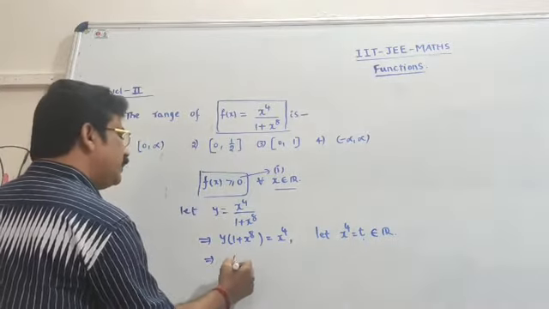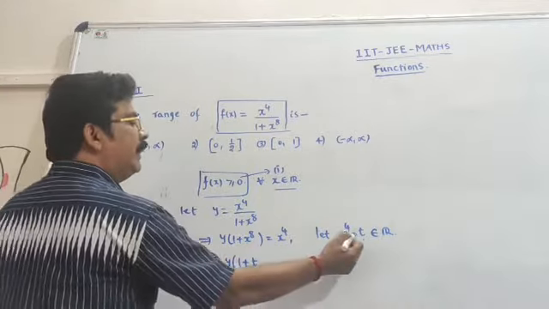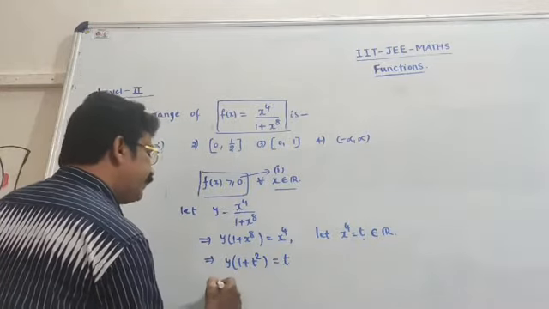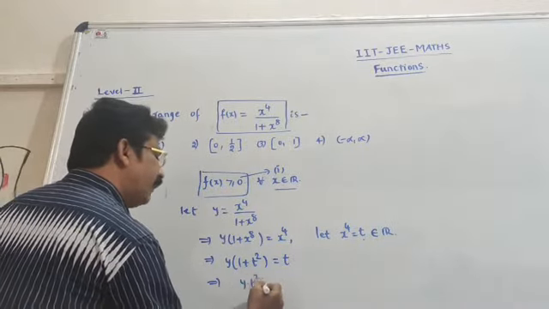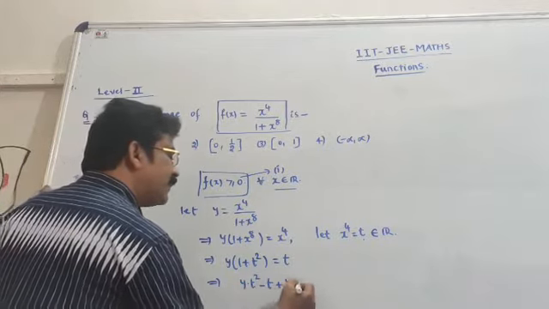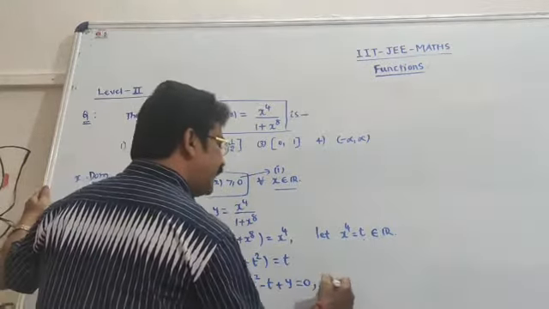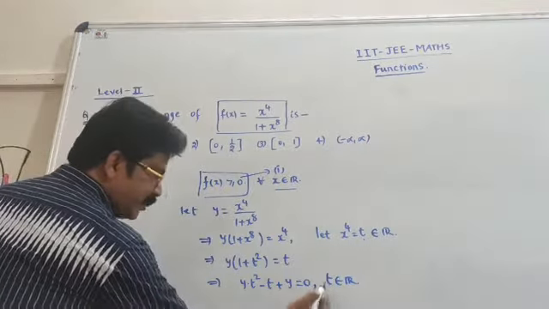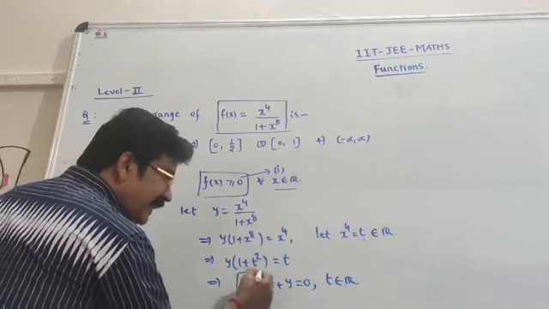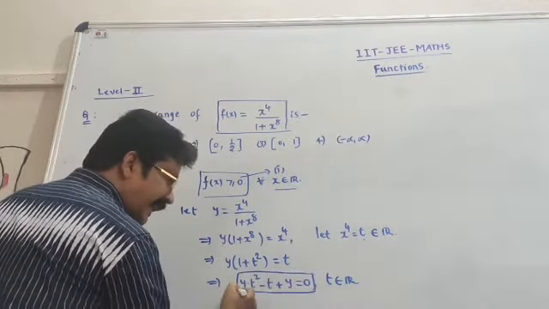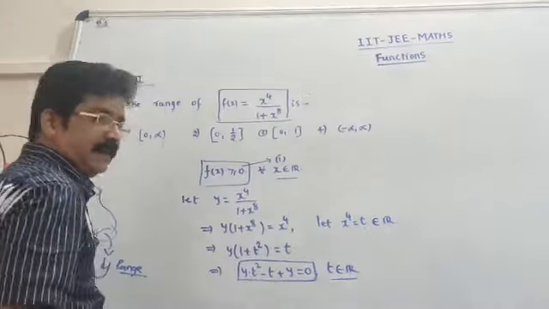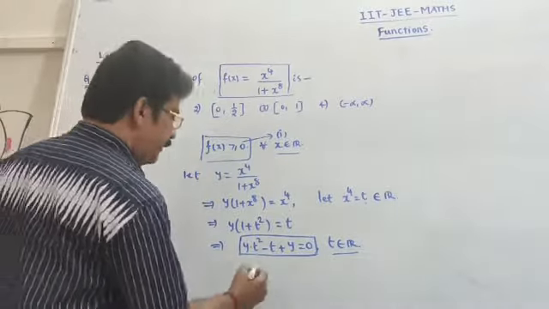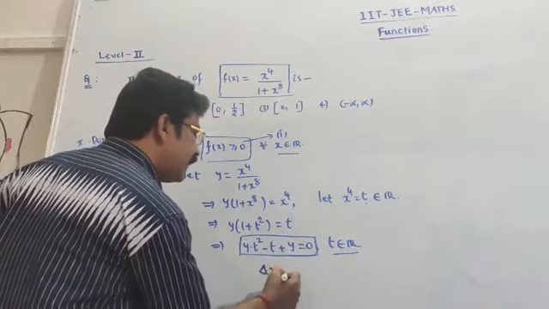Y into 1 plus t square, since t square is x to the power 8, equals t. So that implies y t square minus t plus y equals 0, where t belongs to capital R. It is a quadratic equation in terms of t, and t belongs to capital R. Therefore, for this equation the roots are real, so definitely delta is greater than or equal to 0.